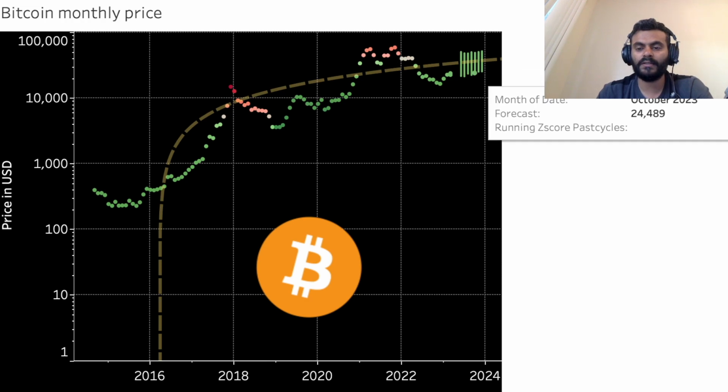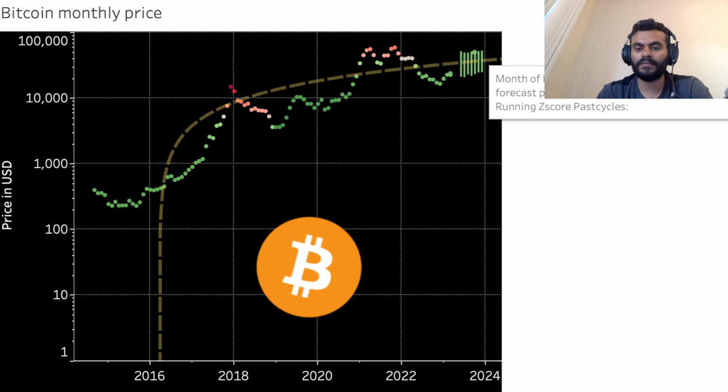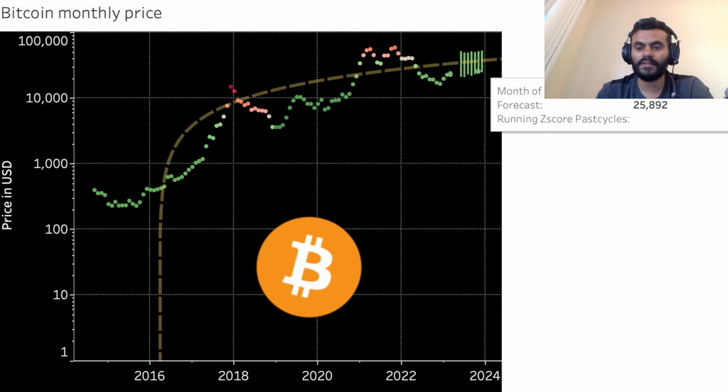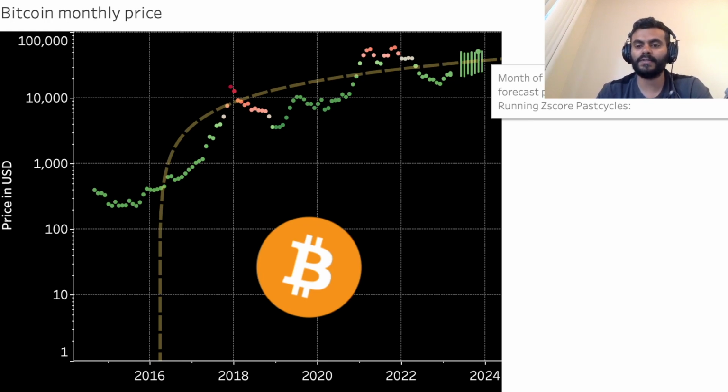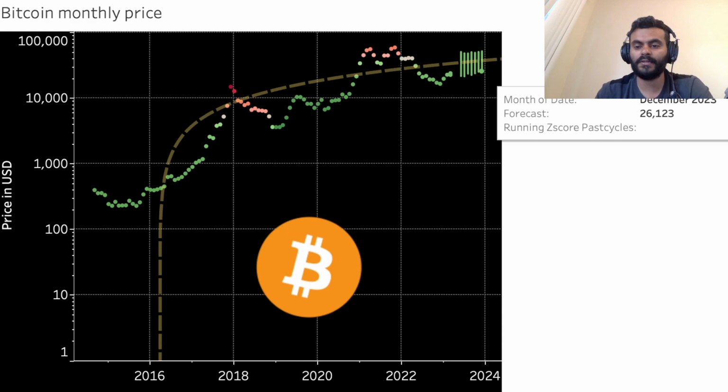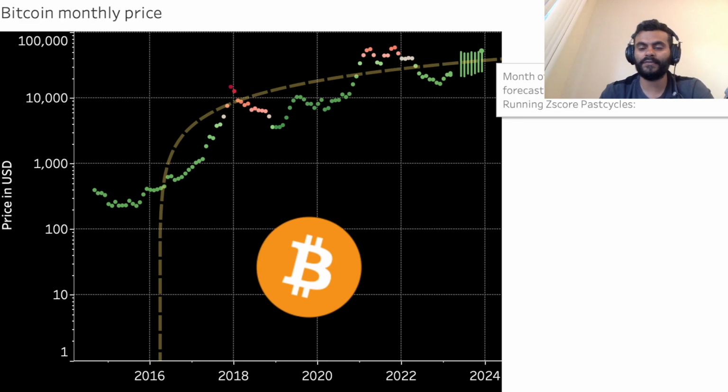For the fifth month, the forecasted price is 24,500, and the theoretical ceiling is at 50,400. The sixth month, the forecast is 25,800, and the two standard deviation away price is 51,800. And the last month is December, 26,000 is being forecasted, and the ceiling is at 53,277. So these are the forecasts which consider a bias towards the bullish side.